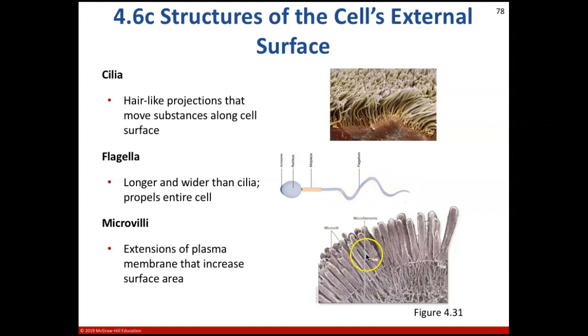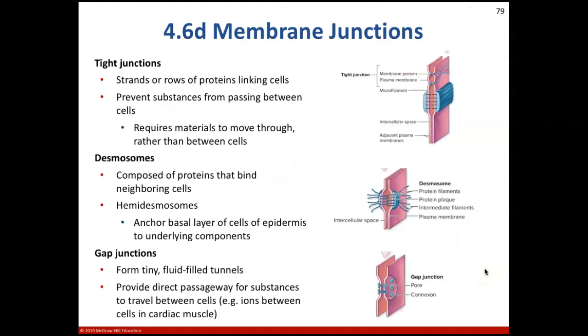And then we have microvilli. These are going to be extensions of the plasma membrane, and they really help to increase the surface area. So in areas like our small intestines, where we are doing a lot of absorption, we would want to increase surface area so that we can absorb more nutrients into our body.